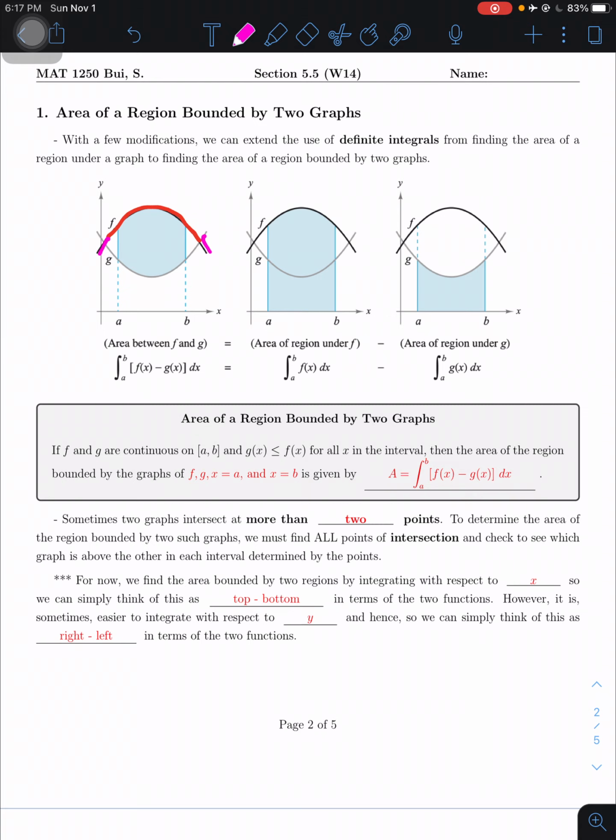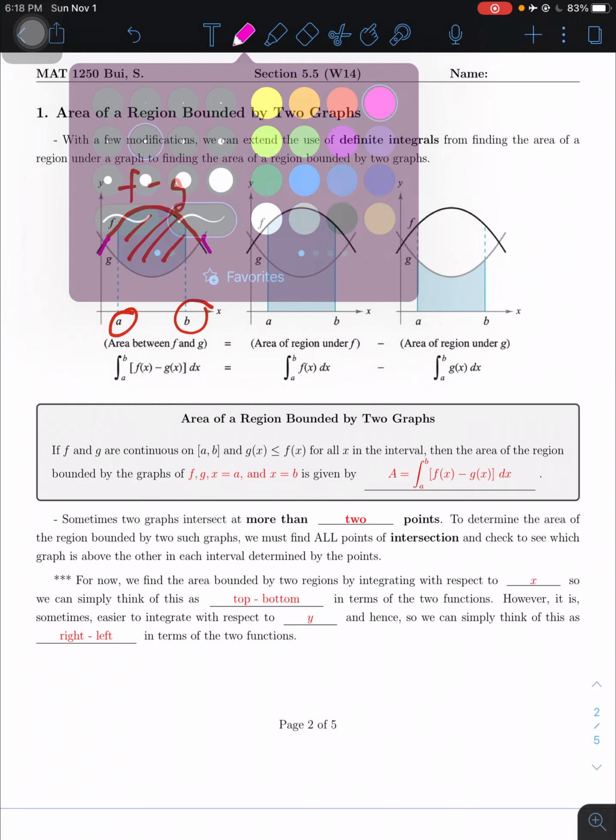All right, let's talk about the first bullet in here. With a few modifications, we can extend the use of definite integrals from finding the area of a region under a graph to finding the area of a region bounded by two graphs. All right, so the question is asking us for this region in here, because we have it going from A to B between F and G. And between A and B, F is on top of G, right? So in here, we're going to have F minus G, okay?